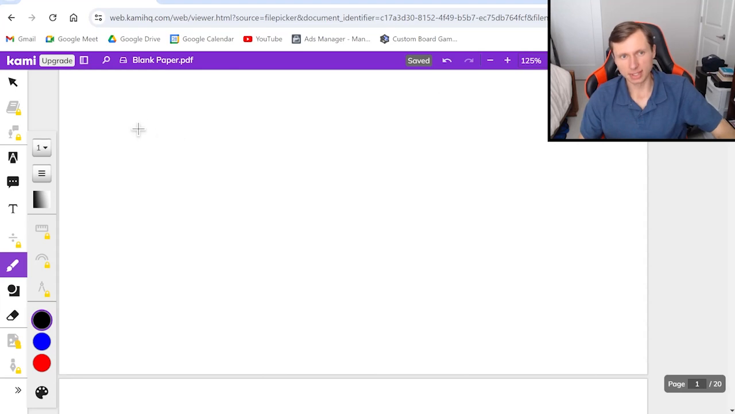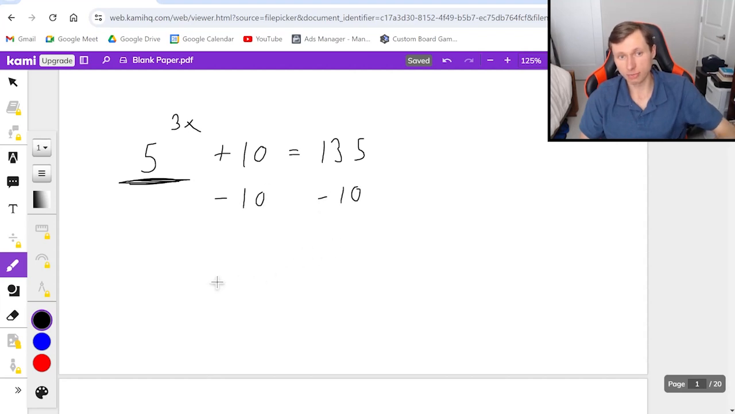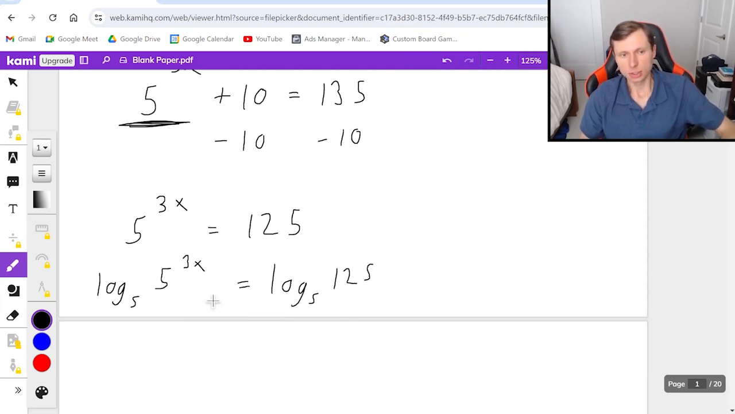Now let's do another one. 5 raised to the power of 3x plus 10 equals 135. So for this one, I need to isolate this part, meaning I need to subtract 10 from both sides first. So 5 to the 3x equals 125. And now if I want to get rid of the 5, I need to take log base 5 of both sides. So for the left side, the log and the 5 cancel, leaving me with just 3x.